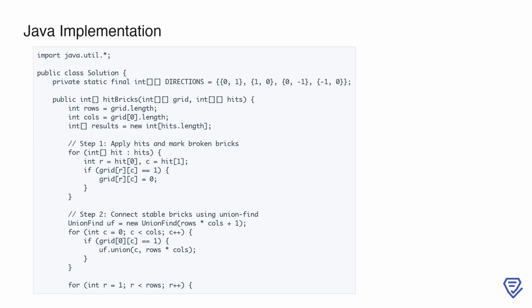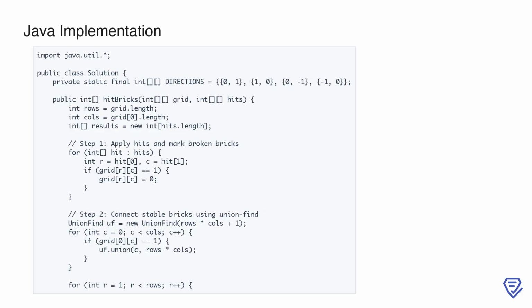Here, we start by defining our solution class and setting up the basic framework for the problem. We begin by importing the necessary utilities and defining a constant for the 4 possible directions of movement: right, down, left, and up. The main method, hitBricks, takes the grid and the array of hits as inputs.